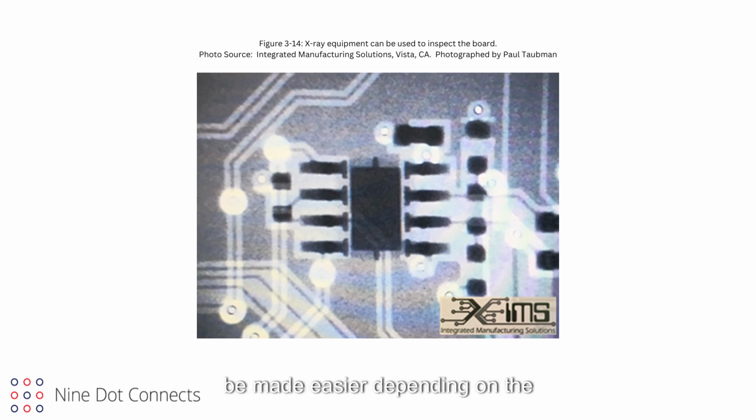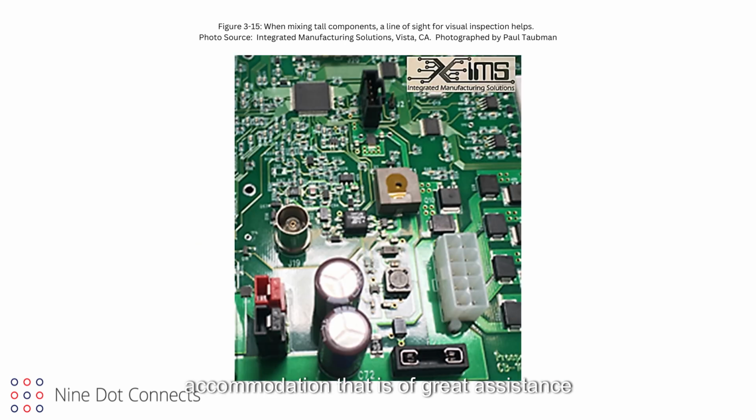Visual inspection can be made easier depending on the accommodations that are made within the PCB design itself. One accommodation that is of great assistance to the assembly process is known as a visual accommodation. We must keep in mind that the technician performing the visual inspection is looking down at the board. Therefore, a quick rule of thumb for the PCB designer is to place the components such that a visual path of at least 45 degrees is available.